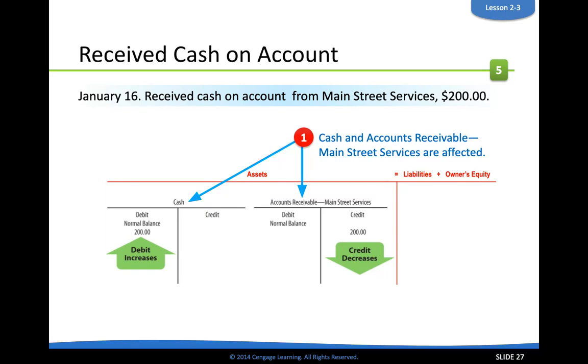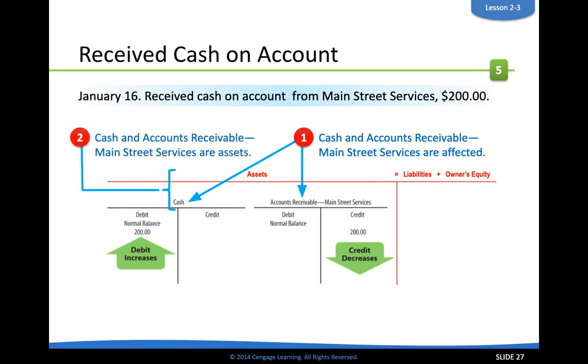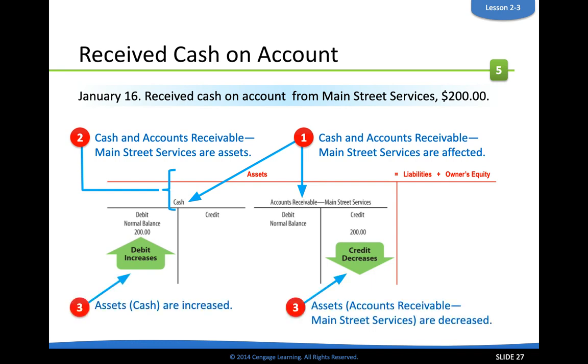So what happens here? Number 2, how are each classified? They're both asset accounts. Number 3, what is the increase and decrease effect of this transaction? Well, when you receive cash, you know that your cash account is going to go up, and you know that accounts receivable is going to go down because Main Street Services is paying off part of their bill.